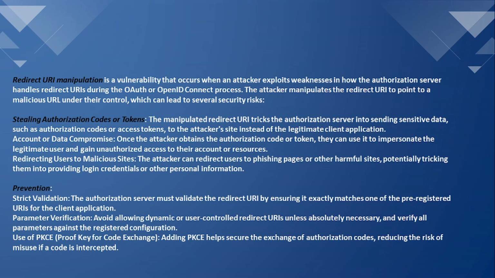The manipulated redirect URI tricks the authorization server into sending sensitive data, such as the authorization code or access token, to the attacker's site instead of the legitimate client application. Account or data compromise: once the attacker obtains the authorization code or token, they can use it to impersonate the legitimate user and gain unauthorized access to their account or resources. Redirecting users to malicious sites: the attacker can redirect users to phishing pages or harmful sites, potentially tricking them into providing login credentials or other personal information.